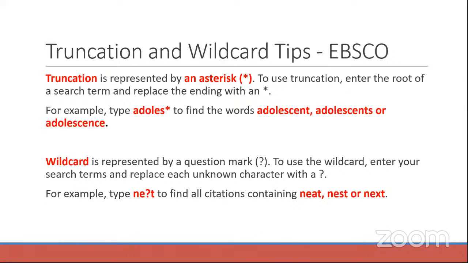To use the wildcard, enter your search terms and replace each unknown character with a question mark. For example, if you type NE question mark T, it will find all the citations containing need, nest, or next. At the same time, if you have confusion between British and American English, for example, analyze, you'll use Z in American English and S in British English. So if you want to replace those changing letters, you can also use a question mark. So that is called a wildcard. Truncation symbols and wildcards are commonly used as well in the search strategies.